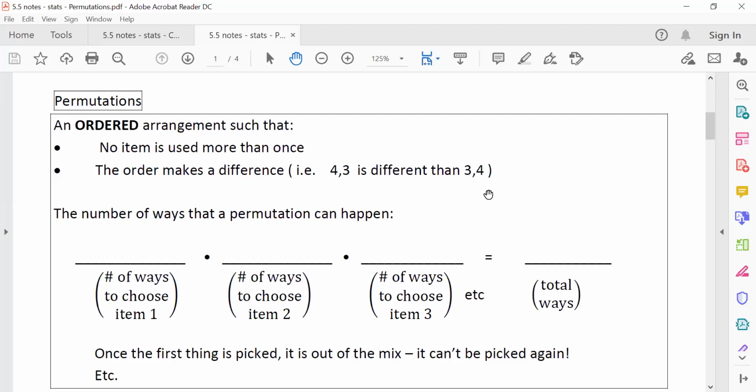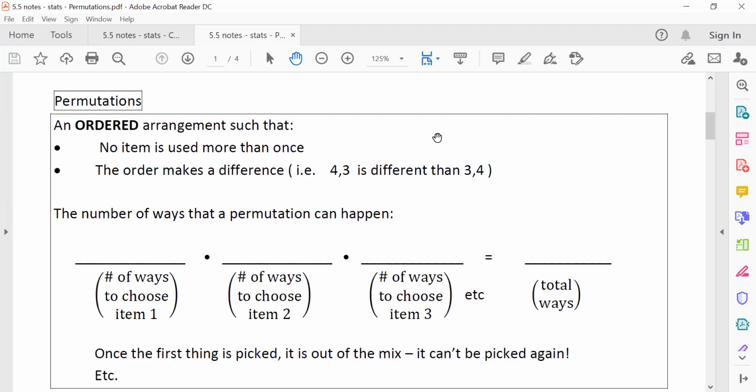However, if you were talking about the president and the vice president, and whoever's name you said first is going to be the president, whoever's name you say second is the vice president, then the order does matter. Janie John means that Janie's the pres, John's the vice pres. John Janie means that John's the president, Janie is the vice president. So it just depends on the context of what you're talking about. A permutation says the order does matter.